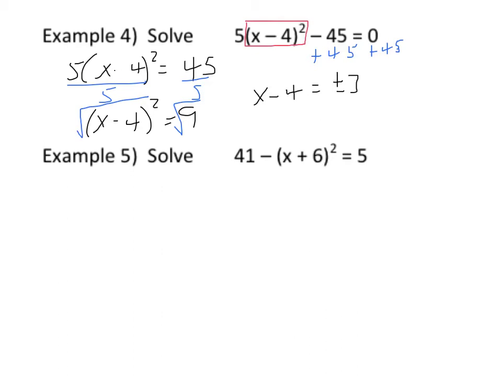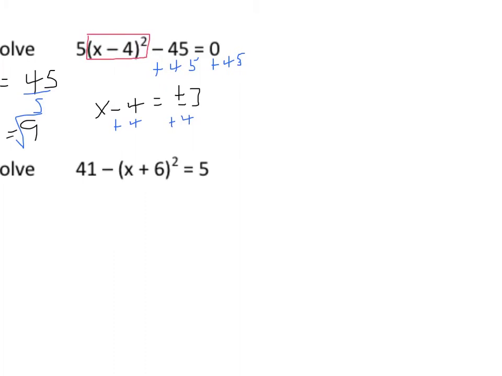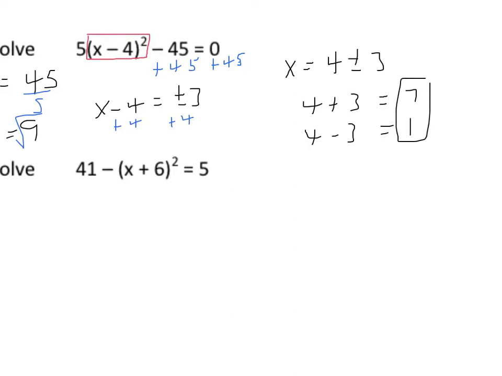The difference now is we actually have one more step, and that's to get x alone. So we add 4 to both sides. And what does that look like? Well, it looks like x equals 4 plus or minus 3, which means 4 plus 3 and 4 minus 3. So 4 plus 3 is 7, 4 minus 3 is 1. So we have two answers.